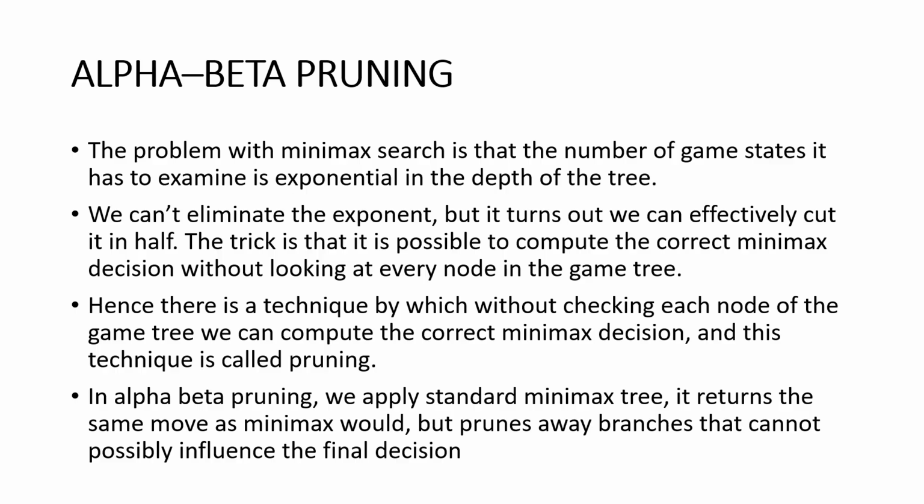In alpha beta pruning, we apply standard min-max. It returns the same move as min-max would, but prunes away branches that cannot possibly influence the final decision. So alpha beta pruning is not a new algorithm. It is an optimization of min-max; it uses the same min-max logic and gives the same final move, but it skips unnecessary parts of the tree. It improves efficiency without affecting the correctness of the decision. Alpha beta pruning speeds up min-max by eliminating branches that cannot change the final decision.